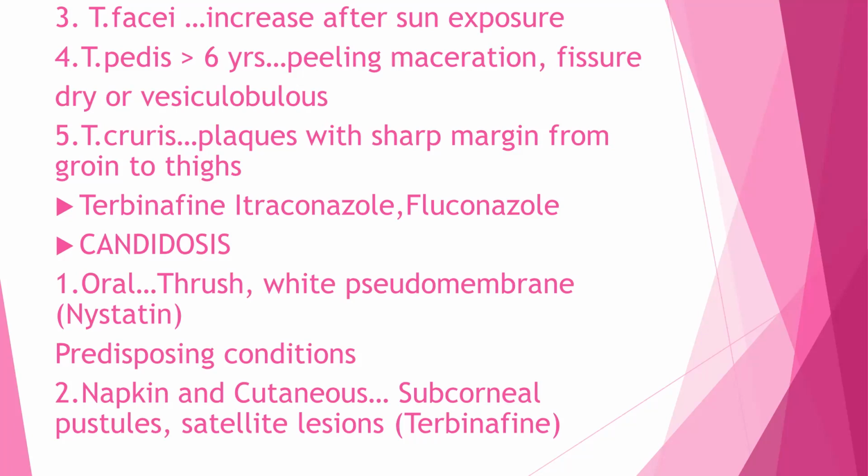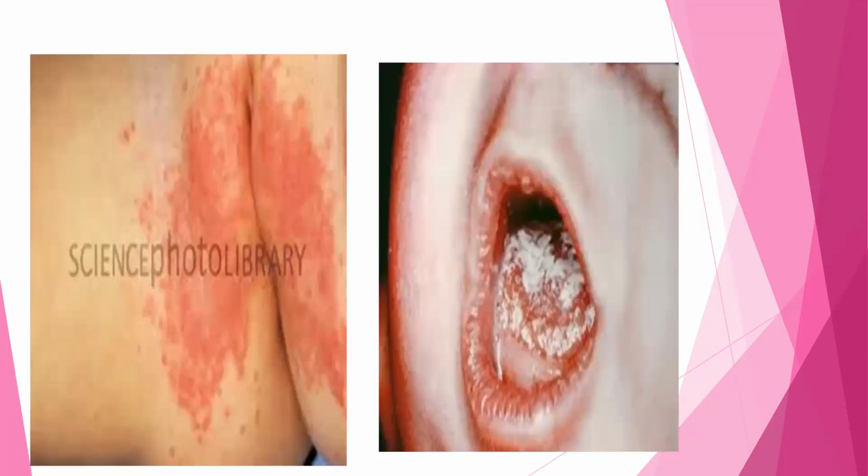Then napkin and cutaneous candidiasis, subcorneal pustules. The lesion is exactly like that of tinea corporis, but there may be satellite pustules present. You can see the difference. If you remember the tinea on the child, it was a clear lesion. In this, the lesion is not clear and you can see small pustules like satellites around. These are the satellite pustules which confirm that this is not a simple fungal infection, it is a candida infection. So we treat it accordingly.